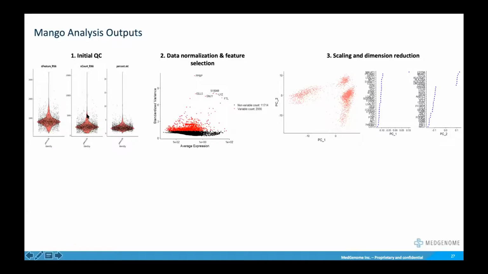And so our bioinformatics team carefully looks at this QC data, and following that, we decide on a number of parameters for data normalization and feature selection. Essentially, you want to identify the most variable set of features that can then be used downstream for scaling and dimensionality reduction using principal component analysis. So this sort of initial QC is critical for any downstream step.